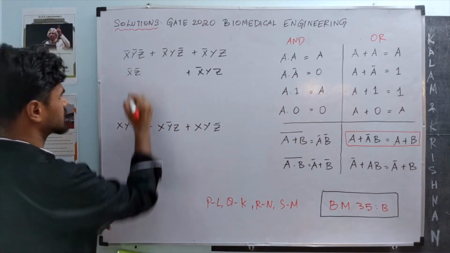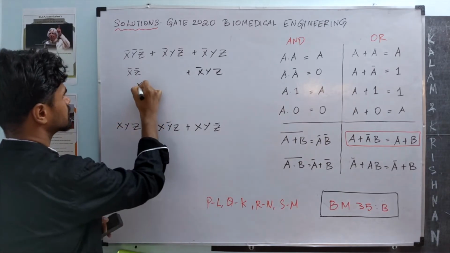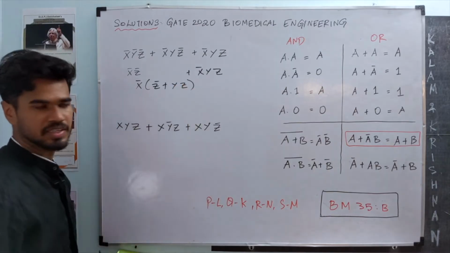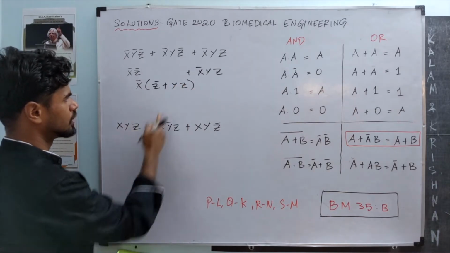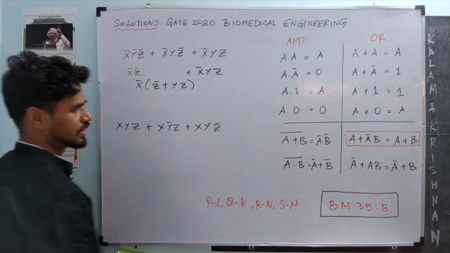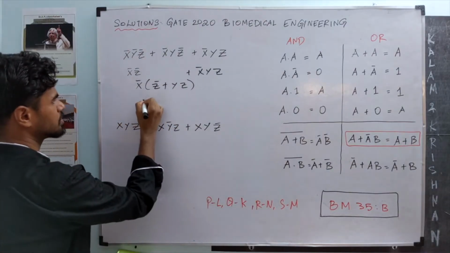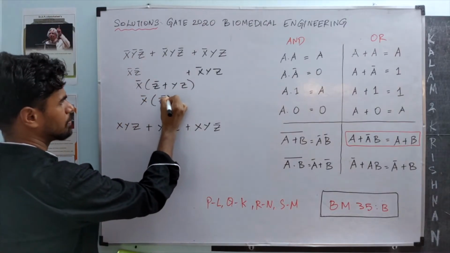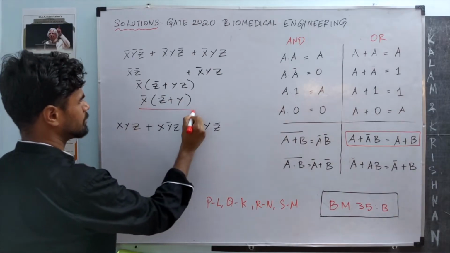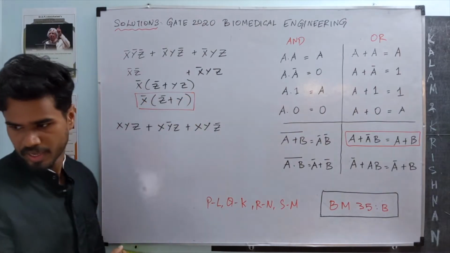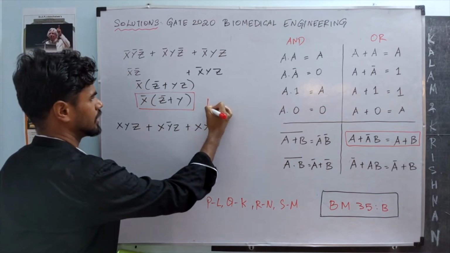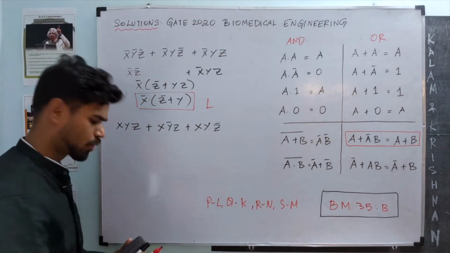Now let's take X bar common from here. So this becomes X bar times Z bar plus Y Z. Can you recognize how to minimize this further from the absorption law? Yeah, just use the corollary. So this becomes X bar times Z bar plus Y. So P corresponds to the minimal realization X bar times Z bar plus Y, and that is option L.